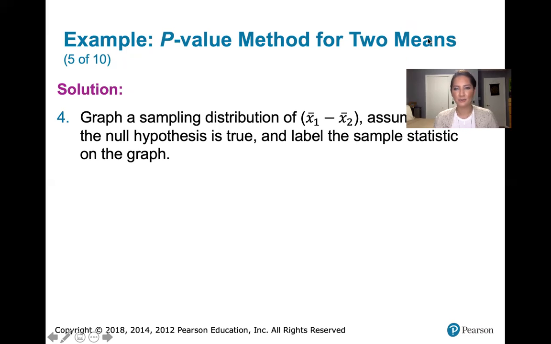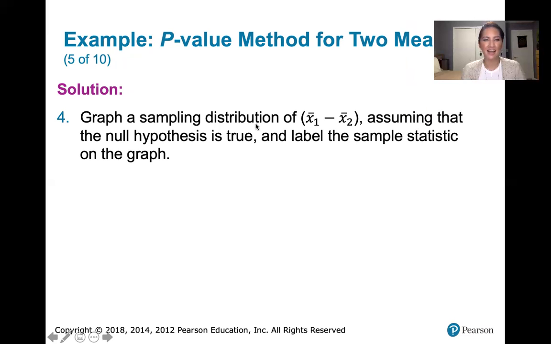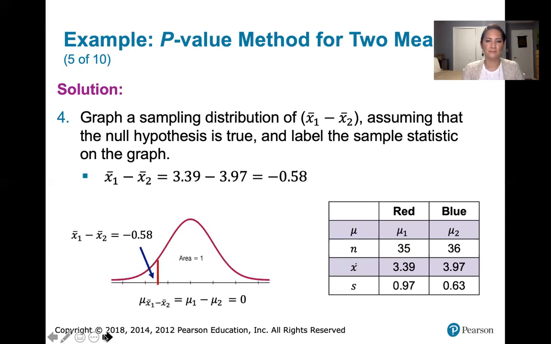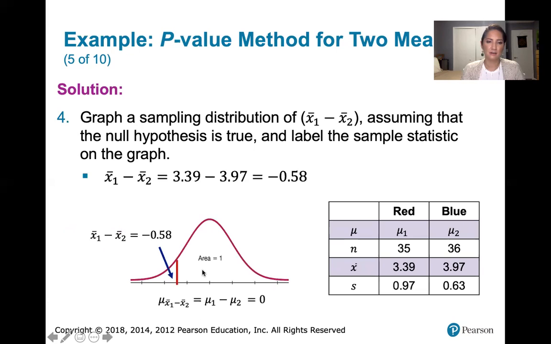And then just to make sure we actually understand what it is we're doing and why, I'd like to graph the sampling distribution of x sub 1 bar minus x sub 2 bar, assuming that the null hypothesis is true, which is the same as assuming that the mean is 0 of the distribution of x sub 1 bar minus x sub 2 bar, and then label the sample statistic that we have on our graph. So x sub 1 bar minus x sub 2 bar turns out to be 3.39 minus 3.97, and we get about exactly negative 0.58. So my mean is 0, negative 0.58 is going to be to the left of that.